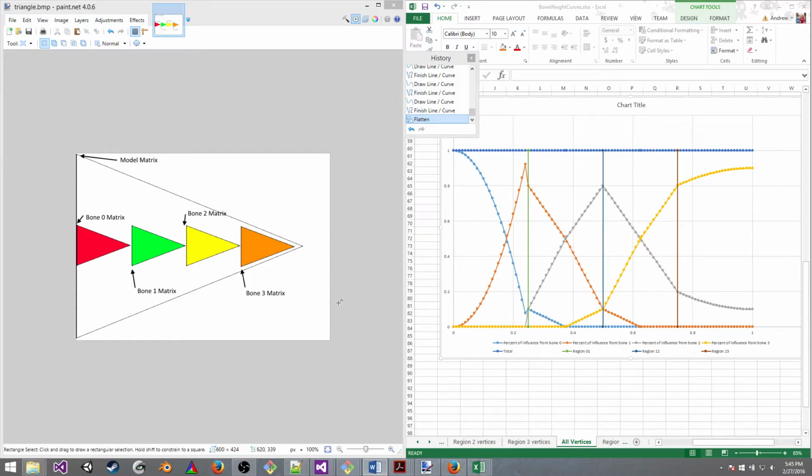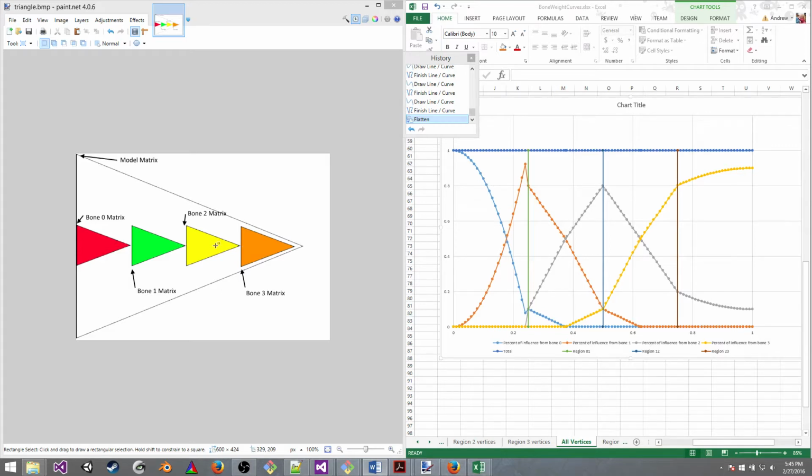Today I'm going to demonstrate a rudimentary example of skin meshing. Our models will each have 4 bones as seen in this image. This model has its own transformation matrix, and each bone has its own transformation matrix. Bone 0 is a child of the model. Bone 1 is a child of bone 0. Bone 2 is a child of bone 1, and bone 3 is a child of bone 2.